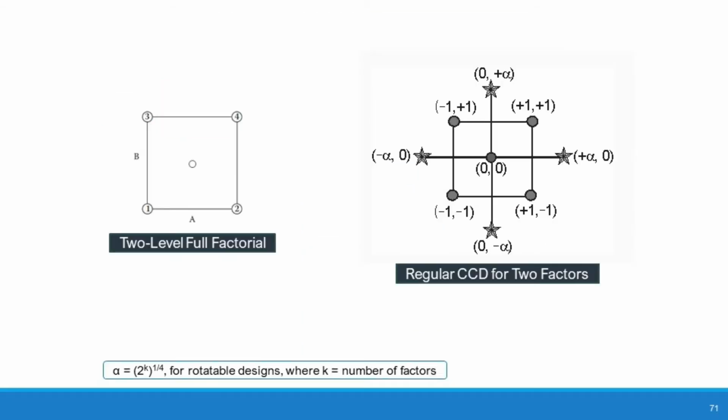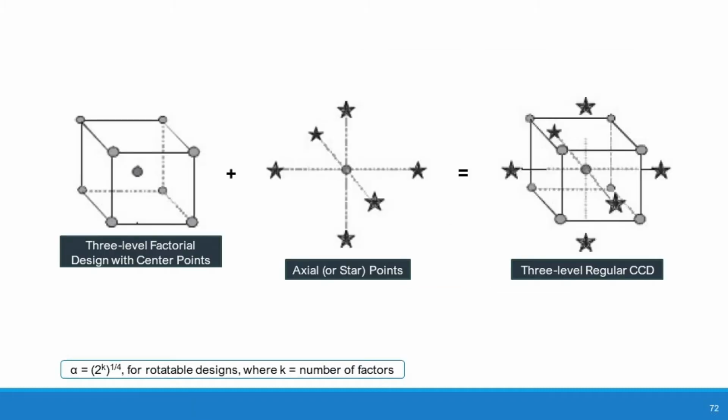This is the design for a regular CCD for 2 factors. As you can see, the factorial box was just added with axial or star points protruding outside the box. For the experimenter's convenience, the alpha values are calculated by the software. For rotatable CCDs, alpha is equal to the 4th root of 2 raised to k, where k is the number of factors. Similarly, for a regular CCD with 3 factors, we just have a factorial cube with star points protruding outside the cube.